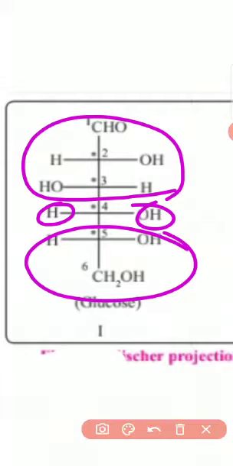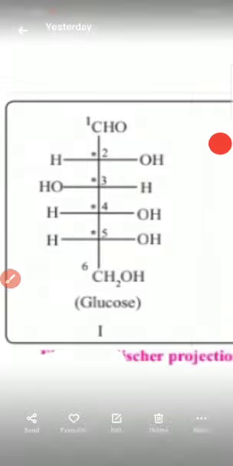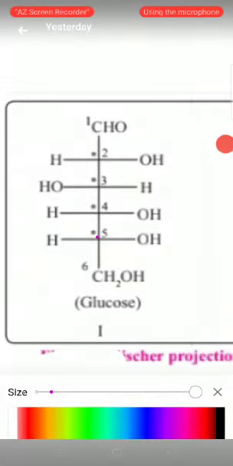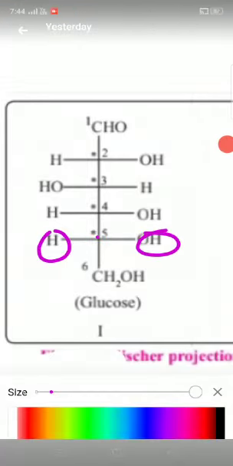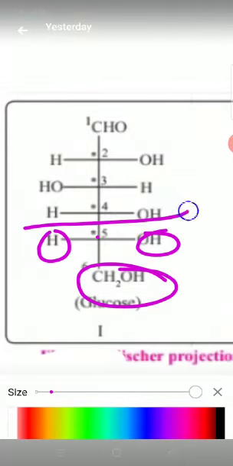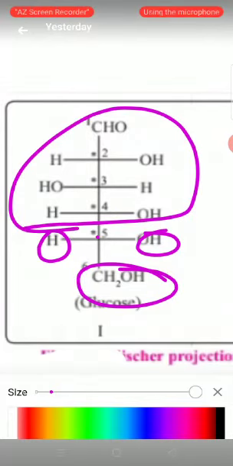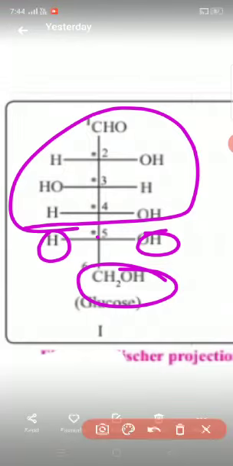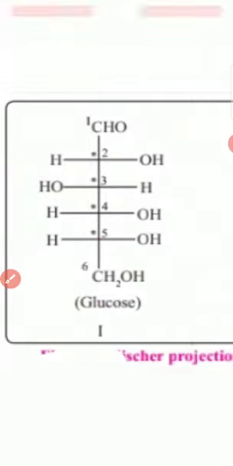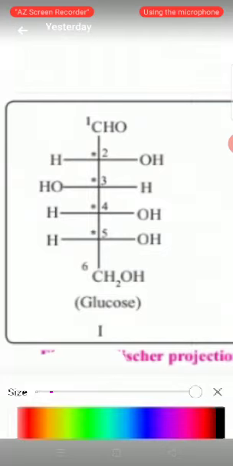And see carbon atom number 5. Carbon atom number 5 has one hydrogen, one OH, one primary alcohol group and a fourth group. Hence, carbon atom 5 is also asymmetric. Hence, in glucose a total of 1, 2, 3, 4 asymmetric carbon atoms are present.